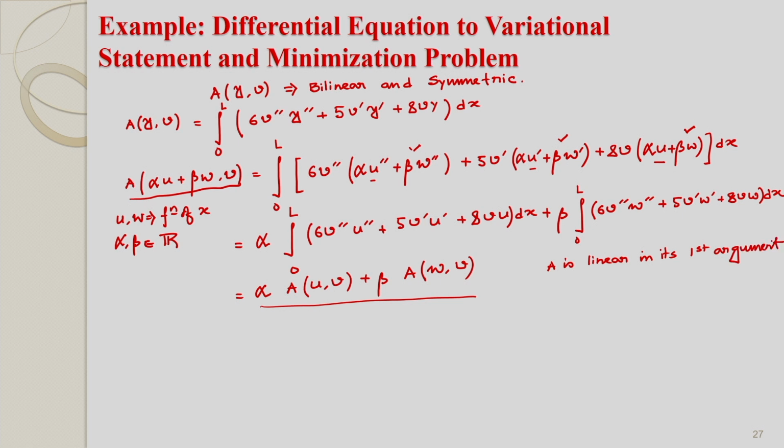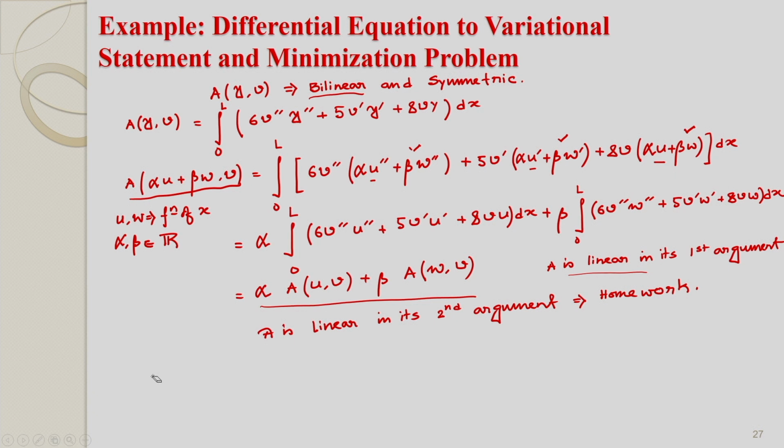Similarly, in the same way you can prove A is linear in its second argument also. You can try as your homework. So, if A is linear in both of its arguments, we can say it is bilinear. I have proved one part, the same way you can prove the other part.